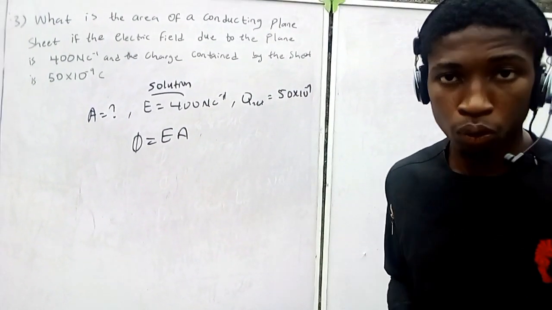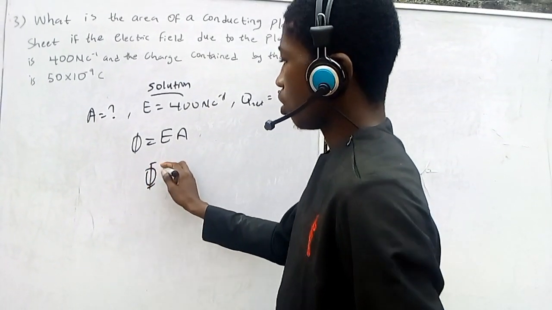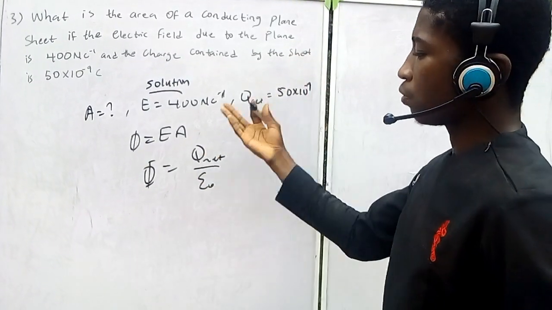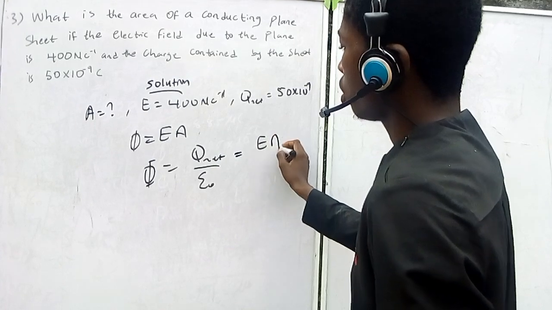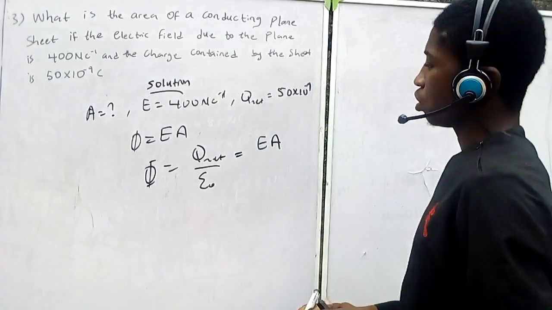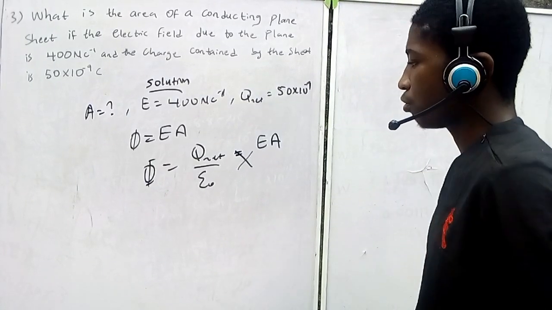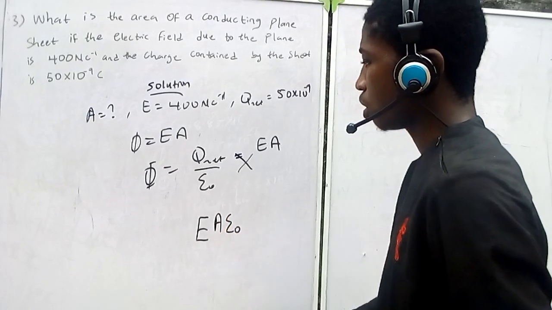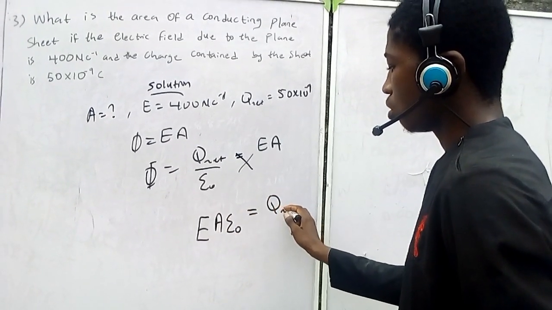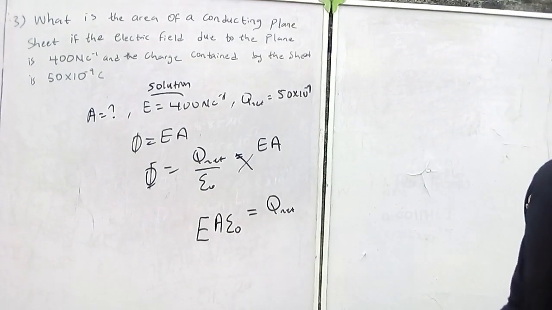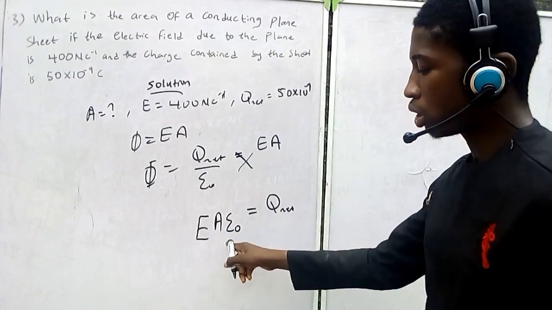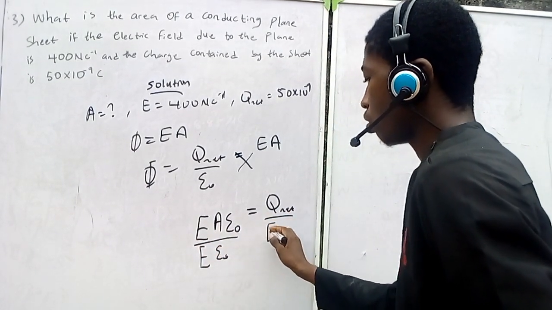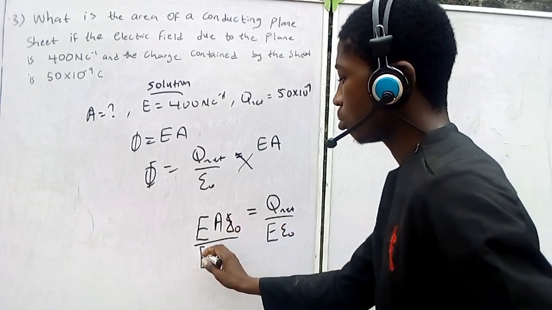But I also know from Gauss law that flux is equal to the net charge over the permittivity of free space. So since this is flux, this is equal to electric field times area. Alright, so if you cross multiply, you should have electric field times the area multiplied by permittivity of free space is equal to the net charge. Alright, since area is what I have to look for, you divide both sides by what? Electric field and permittivity of free space. So you can cancel that from here.